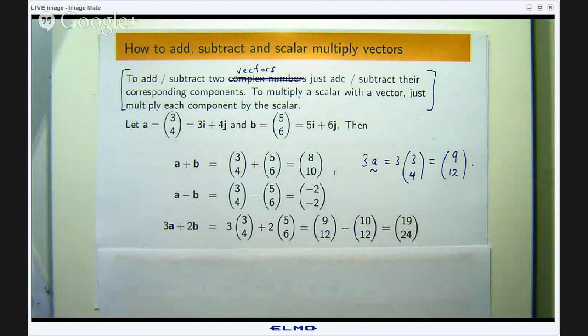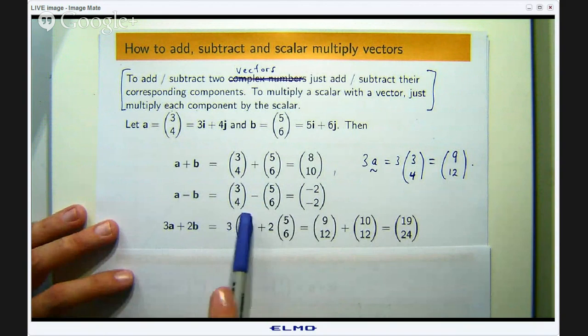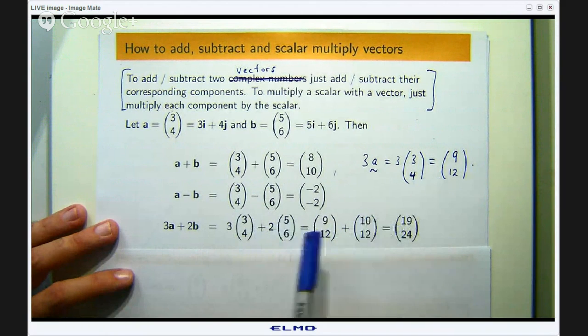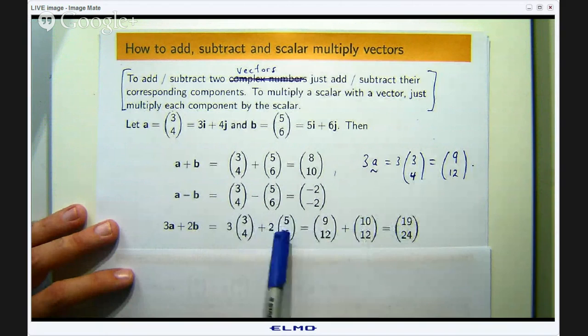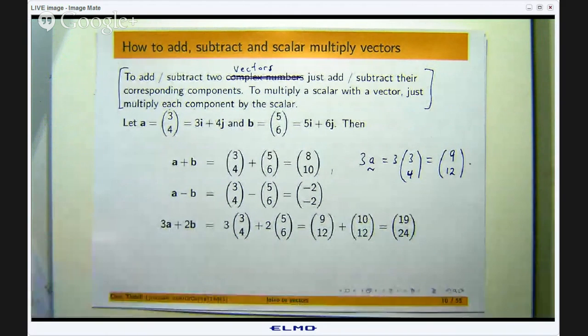What about this kind of situation? Here I want to compute 3 times A plus 2 times B. So it's 3 times A, which I have up here, plus 2 times B. Again, you would just multiply in a component-wise fashion. So 3 times 3 is 9, 3 times 4 is 12, like we had up here, plus 2 times 5, which is 10, and then the second component will be 2 times 6, which is 12. Add the corresponding components. 9 plus 10 is 19, 12 plus 12 is 24. So that's the basic algebra of adding column vectors.